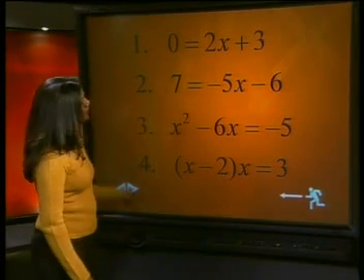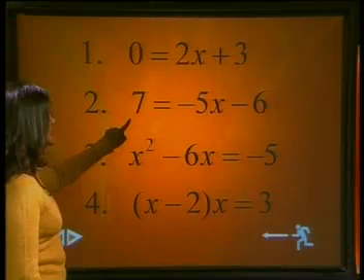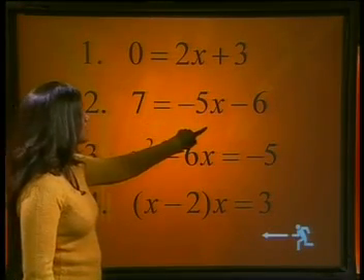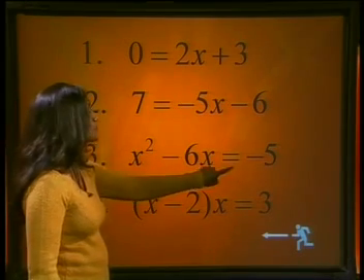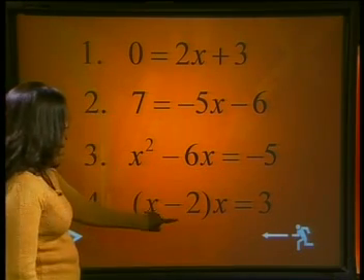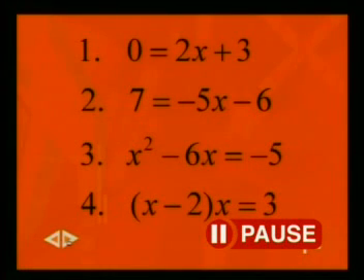Here are several equations. 0 is equal to 2x plus 3. 7 is equal to minus 5x minus 6. x squared minus 6x is equal to minus 5. x minus 2 multiplied by x is equal to 3. Now, which of these do you think are quadratic equations?